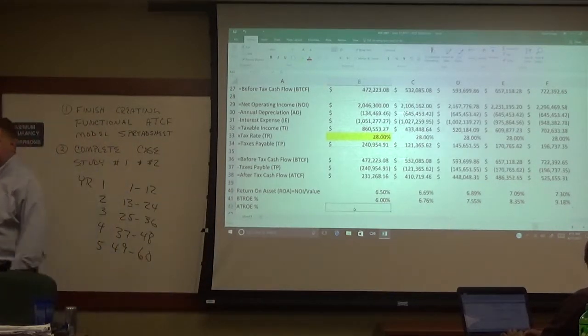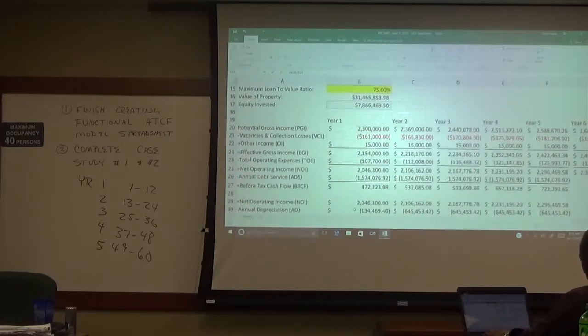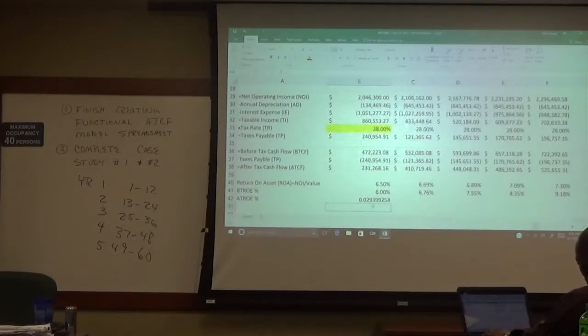The after-tax return on equity. Should be able to do this one very simply. Take your after-tax cash flow, cell B38, divided by your equity, cell B17. Clean it up. Okay, 2.94, are we matching up with that one? Yep. Not so great of a return, but it's on an after-tax basis.